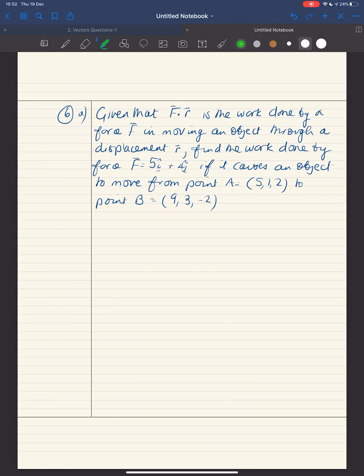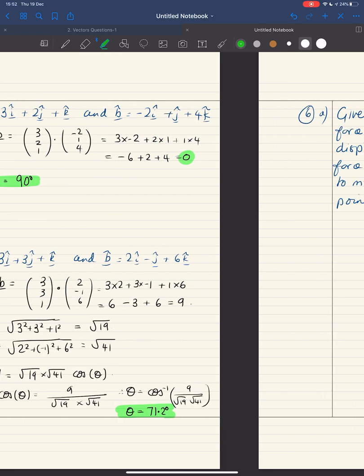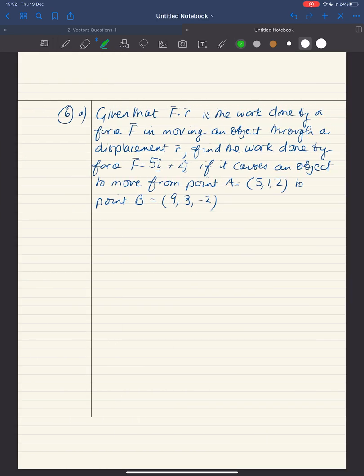Okay. Right, that's number 5. So number 6 now. Given that F dot R is the work done by a force F in moving an object through displacement R, find the work done by the force F, which is 5i plus 4j, if it causes an object to move from point A to point B, (5, 1, 2) to (9, 3, -2).